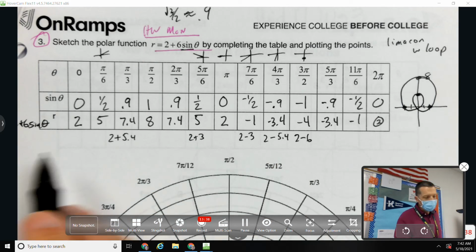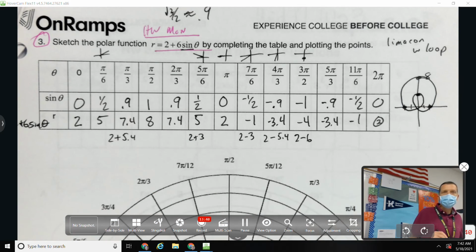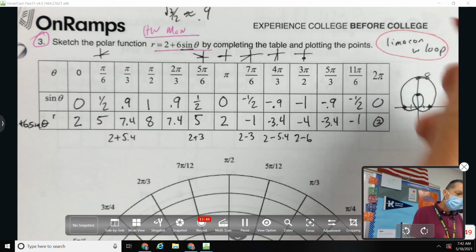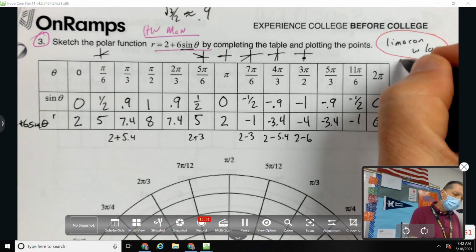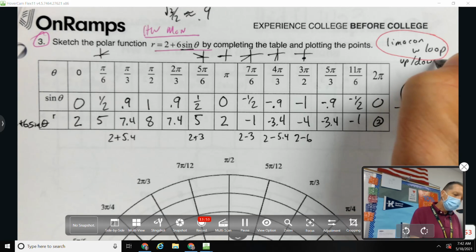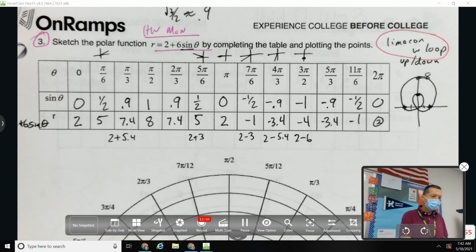So if you plot all of those values, you'd see that picture. It would just look a lot better than mine because you'd have a lot more points on that. What we're going to do today is talk about how we can know that that's going to be a limacon with a loop that's up and down without plotting 14 points or whatever how many points that is.